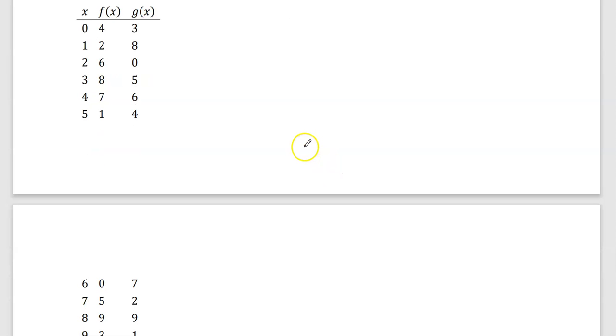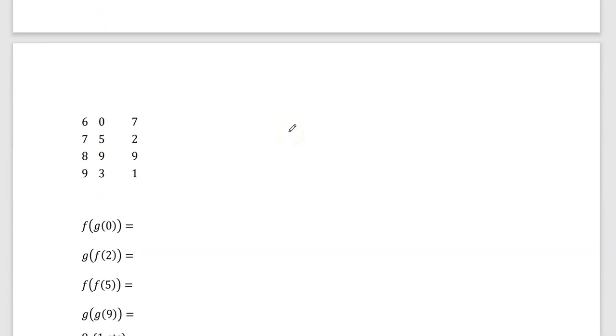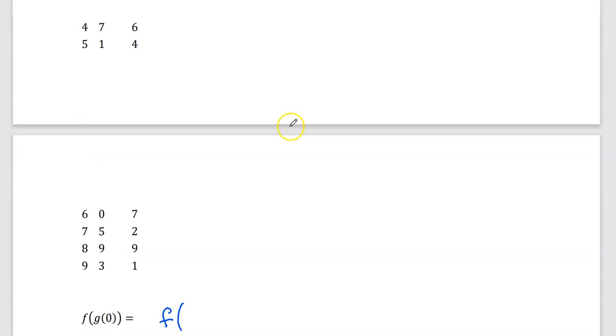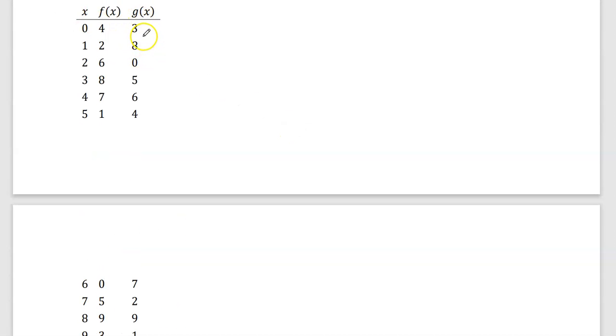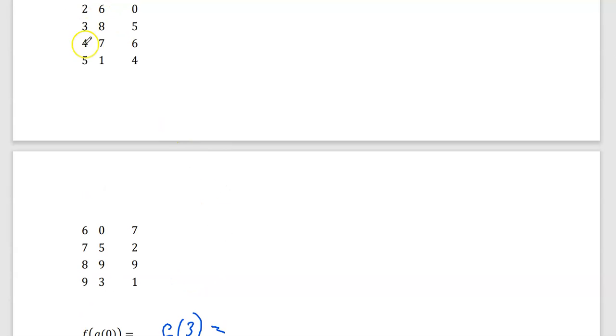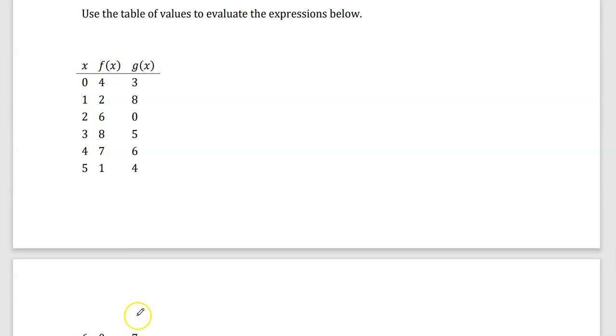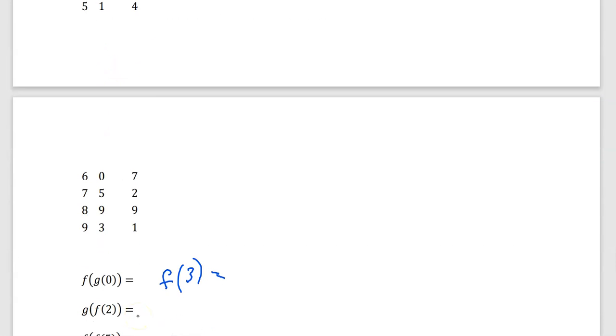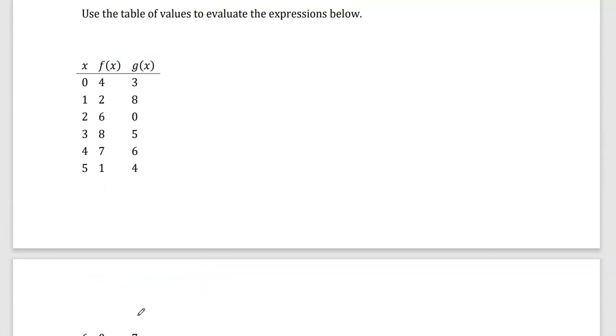We have that table up there. We'll come back to it. We're looking for f of g of 0. Well, first thing, let's solve for the middle part. g of 0 is 3. So f of 3. f of 3 is 8. Remember, this is f. This is g. This is x. So f of 3 is 8.